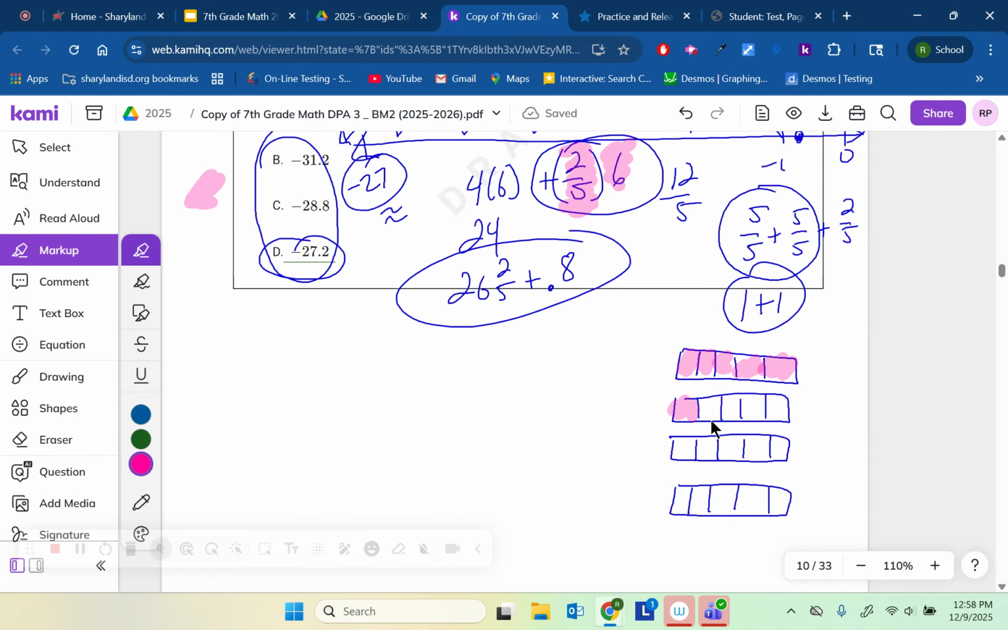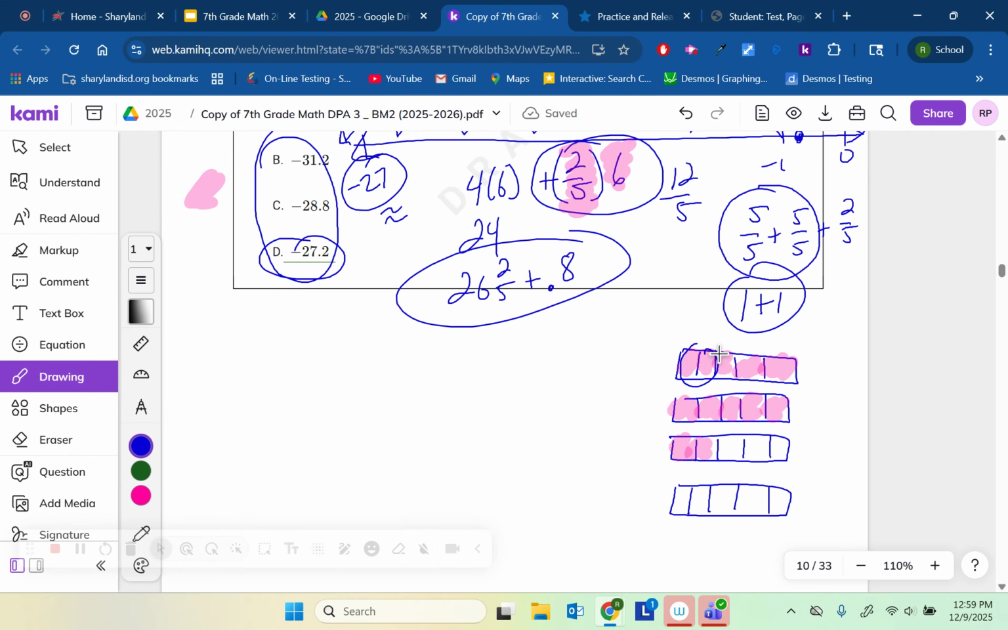Another 2/5. That's 3. Another 2/5. That's the 4th one. Another 2/5. That's the 5th one. And another 2/5. That's the 6th. So 1 2 3 4 5 6. 6 equal groups of 2/5, which is 2 wholes and then 2/5. That's where I got this 2 wholes and then that 2/5 to give me that 26 and 2/5.